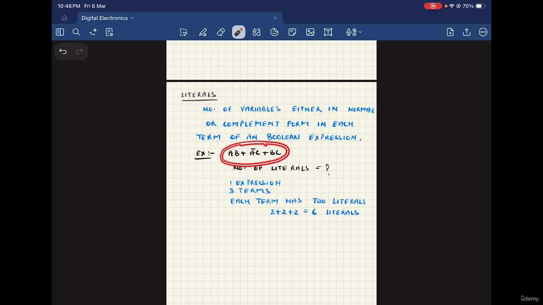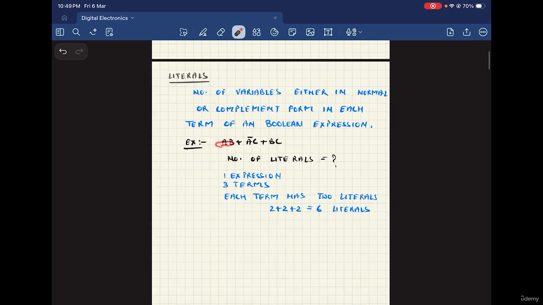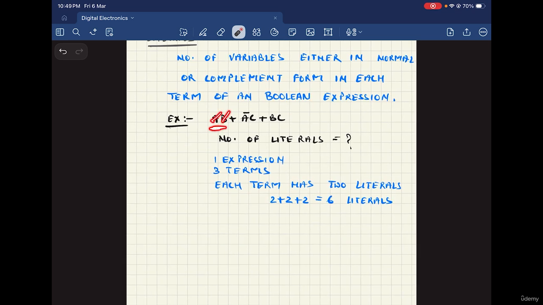This is a Boolean expression, AB plus A bar C plus BC. This is each term, you can see, and inside each term you count the number of variables, 1 and 2, either in normal form or in complement form. That's what literal tells you. Here in each term you have 2: A and B, here also you have 2: A bar and C, here also you have 2: B and C.